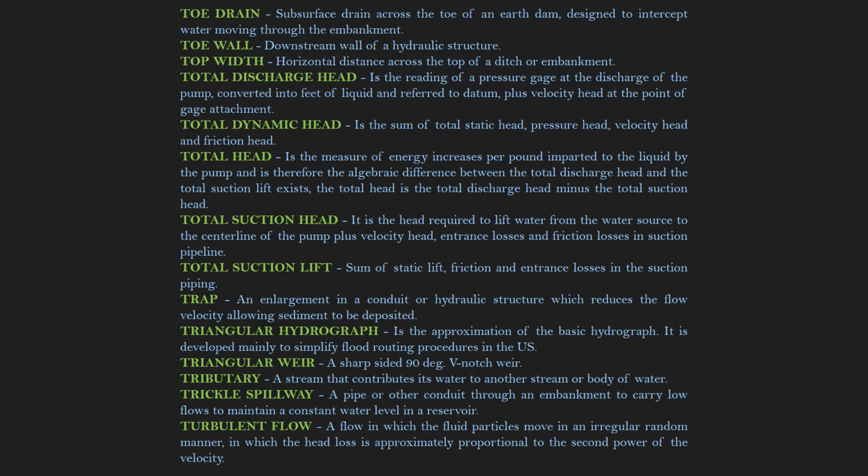Triangular weir, a sharp-sided 90-degree V-notch weir. Tributary, a stream that contributes its water to another stream or body of water. Trickle spillway, a pipe or other conduit through an embankment to carry low flows to maintain a constant water level in a reservoir. Turbulent flow, a flow in which the fluid particles move in an irregular random manner, in which the head loss is approximately proportional to the second power of the velocity.